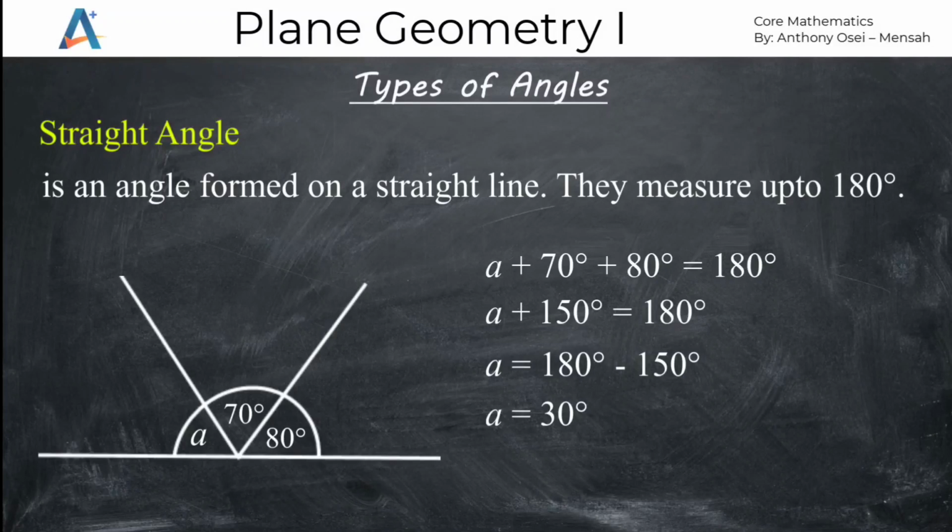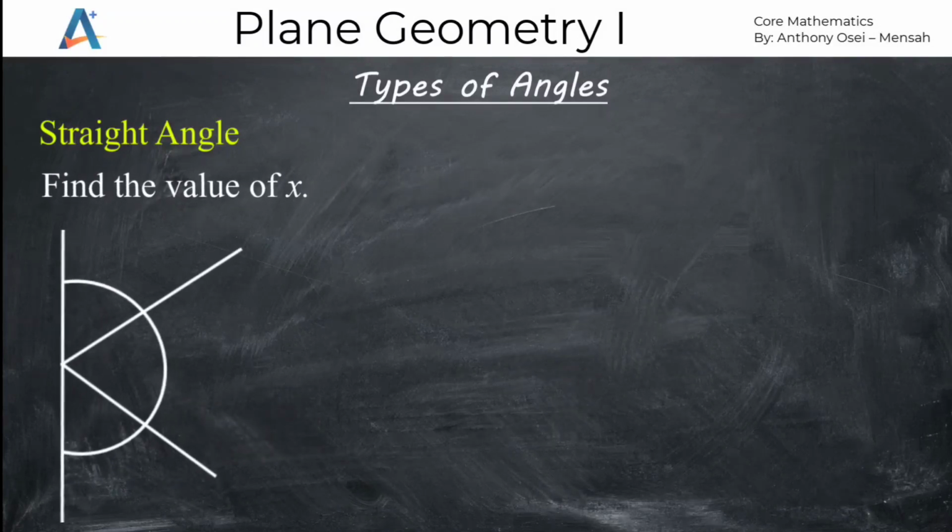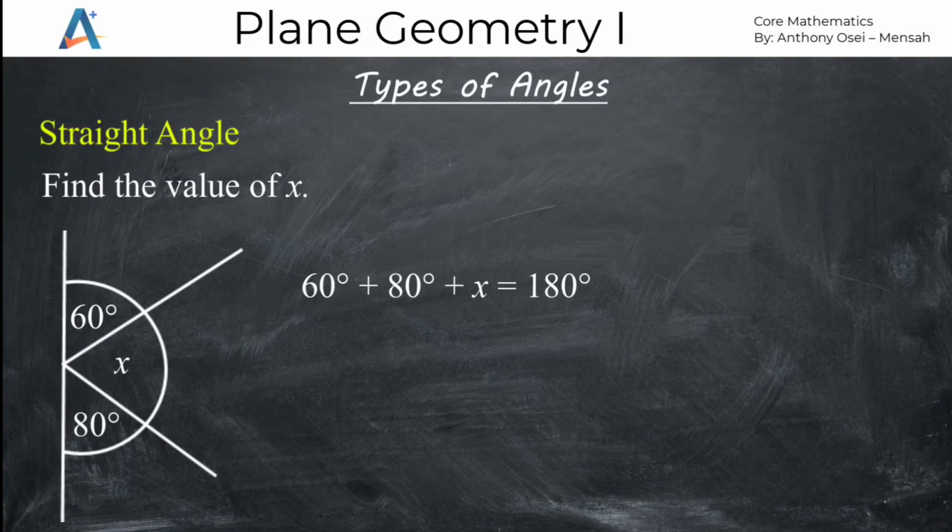So that is that. Let's take another example. This one says find the value of x in this particular diagram. Now we can see the straight line here. So these angles that are formed adjacent to each other on the straight line will sum up to 180. So we have 60 degrees plus x plus 80 degrees equal to 180 degrees. Now 60 plus 80 gives us 140. So x plus 140 degrees is equal to 180 degrees.